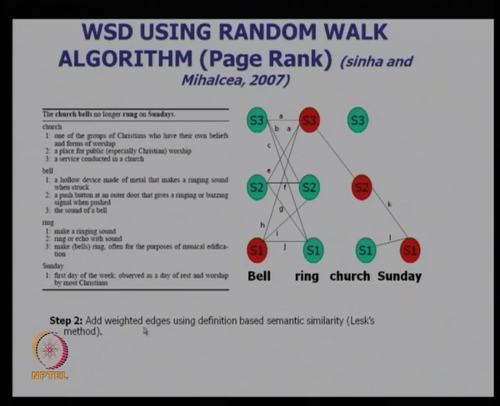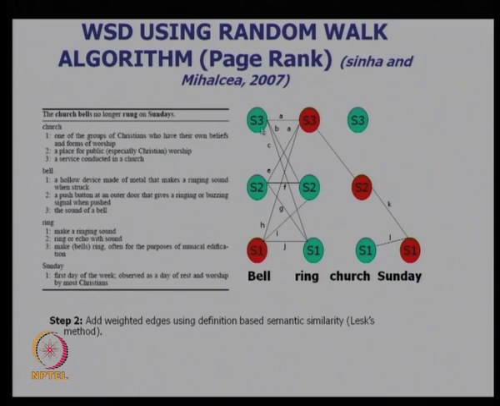Next, add weighted edges using definition based semantic similarity, the Lesk method. So, we add weights from one word to the next word, to the sense columns. So, here we build edges from S3 to S3 of the next word, S3 to S2 of the next word, S3 to S1 of the next word, similarly from S2 and from S1. So, we will have 3 into 3, 9 arcs growing from bell's senses to ring's senses.